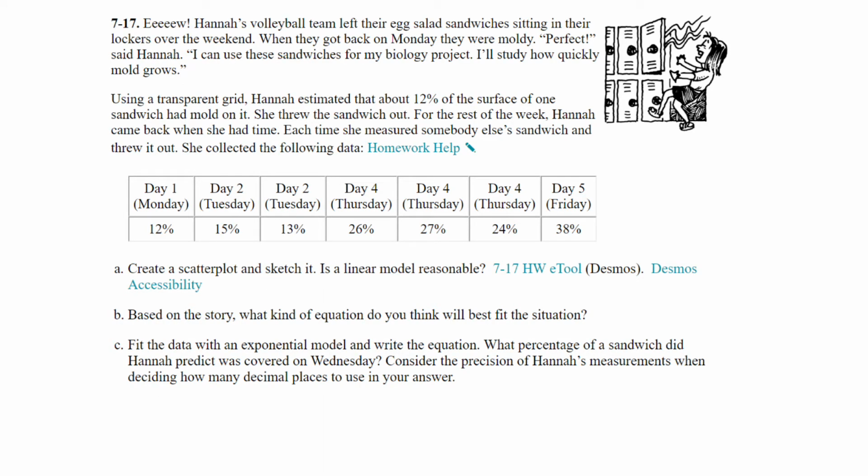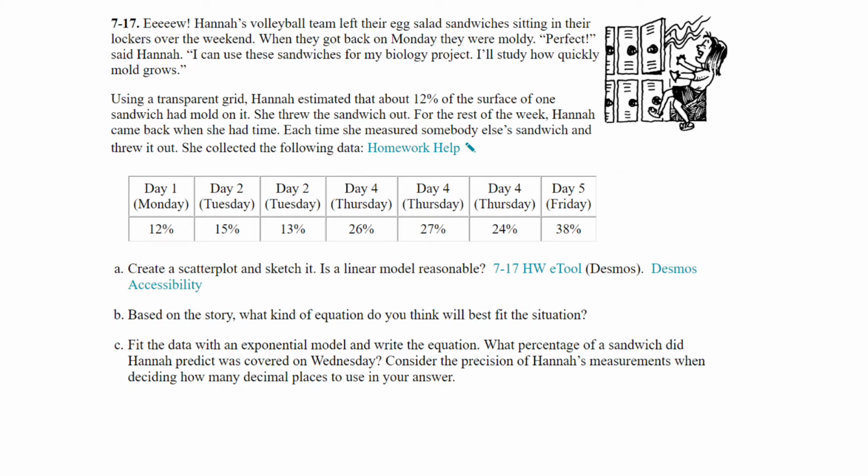Question 17. E. Hannah's volleyball team left their egg salad sandwiches sitting in the lockers over the weekend. When they got back on Monday, they were moldy. Perfect, said Hannah. I can use these sandwiches for my biology project. I'll study how quickly mold grows. Using a transparent grid, Hannah estimated about 12% of the surface of one sandwich had mold on it. She threw the sandwich out.